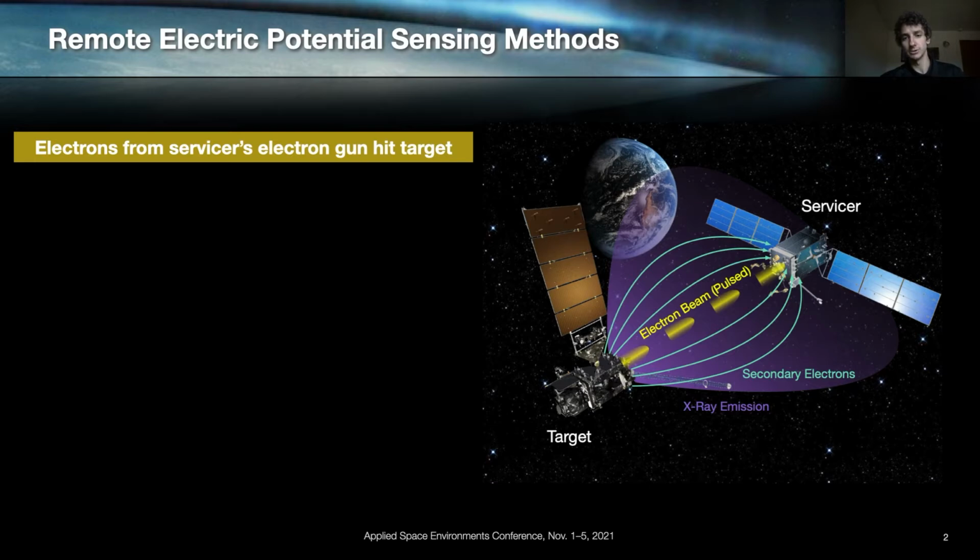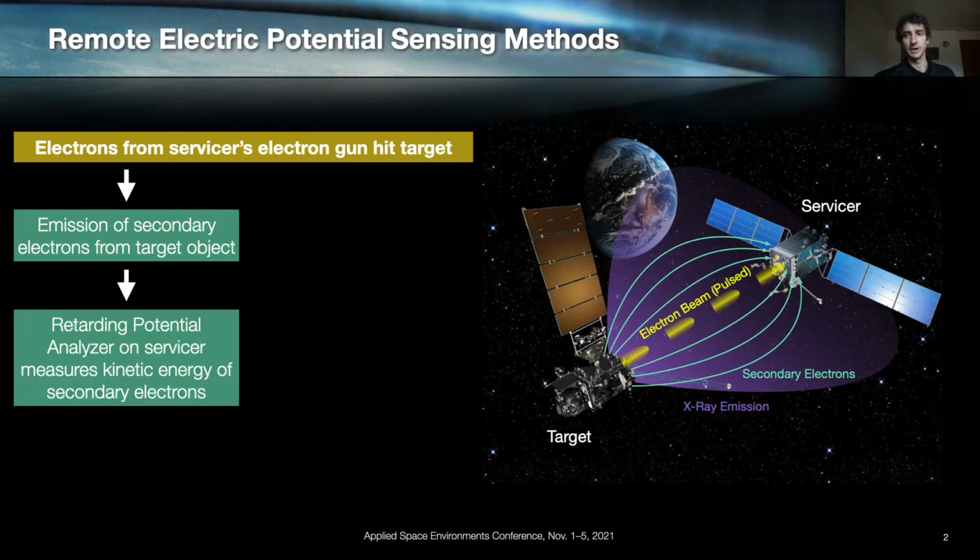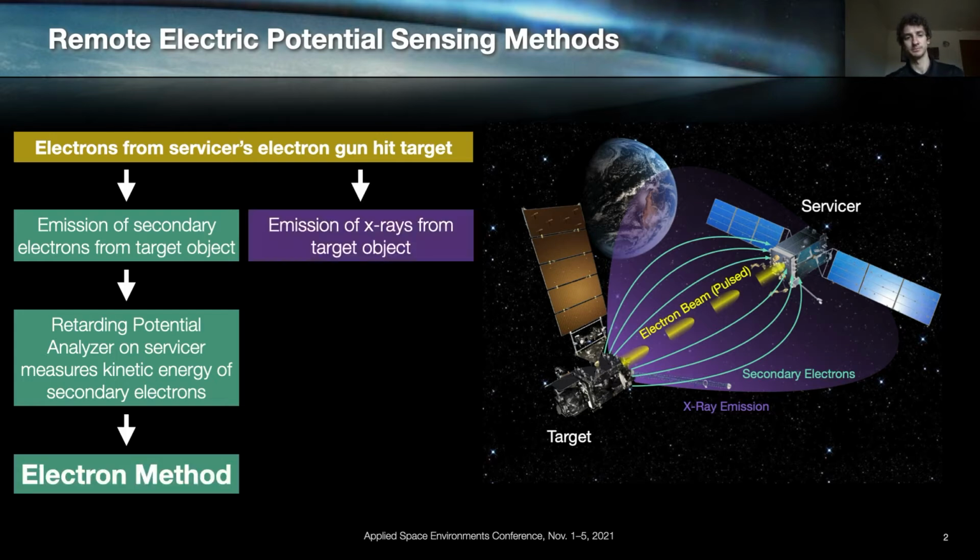The electrons from the electron beam will excite secondary electrons from the target object, and the secondary electrons are accelerated towards the servicing satellite. By measuring the kinetic energy of those secondary electrons, we can infer the electric potential of the target object if we know the electric potential of our servicing spacecraft. And that is the electron method.